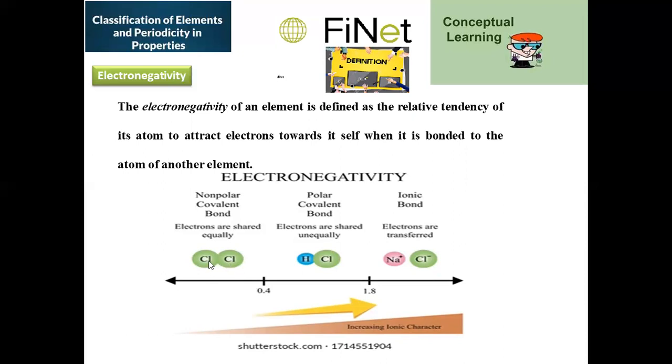When you consider two chlorines combined, what happens? Each chlorine has equal capability of pulling the electrons. That's the reason why the electrons neither migrate towards the right-hand side chlorine nor towards the left-hand side chlorine, and they remain exactly at the central part.